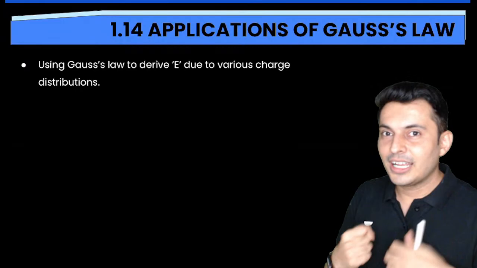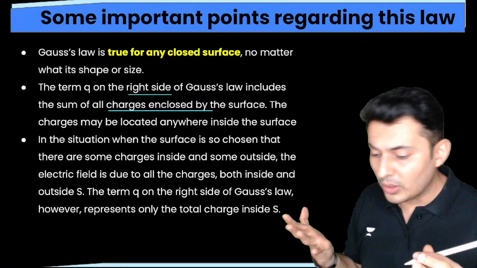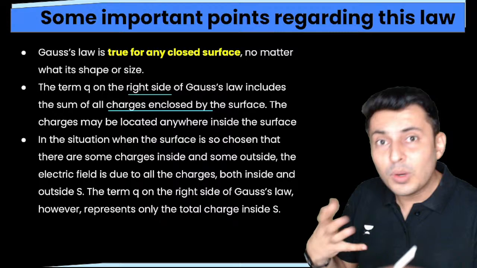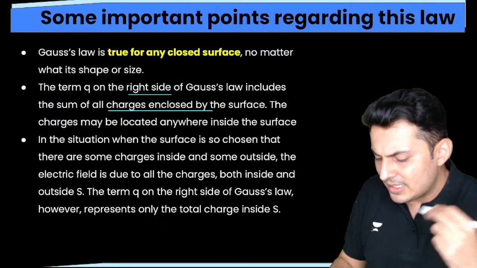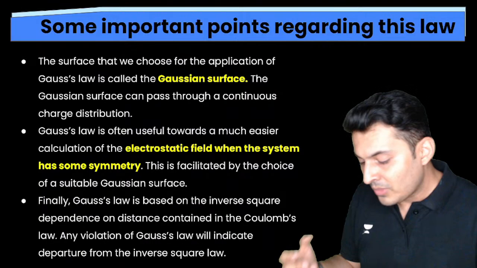If you noticed, in the last few slides, just before I ended Gauss's law, I told you that Gauss's law is true for all surfaces, right? When you have to apply Gauss's law, you choose a surface so that maybe some charges are inside, some charges are outside. It could be possible, right? And you choose a surface such that there is a good continuous uniform distribution, and it is very easy to find the field when it has some kind of symmetry in it.